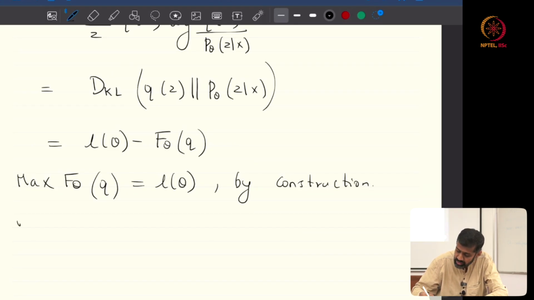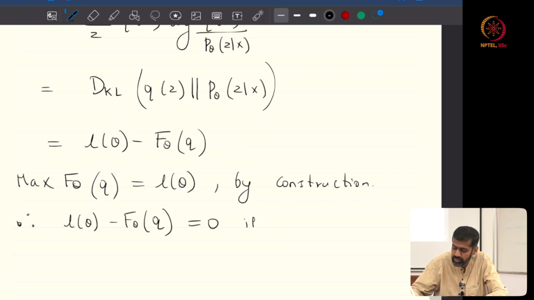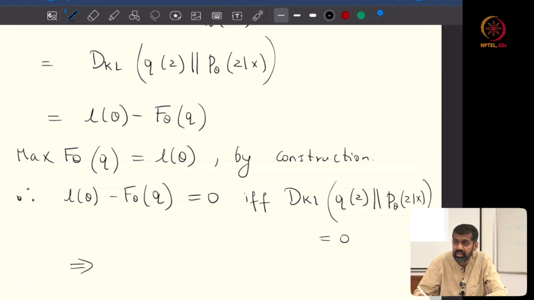Therefore L theta minus f theta of q can be 0, okay, only if the KL divergence between QZ and P theta of z given x is 0, which implies the optimal choice of QZ that would make the ELBO tight is the posterior of the latent variable given data.